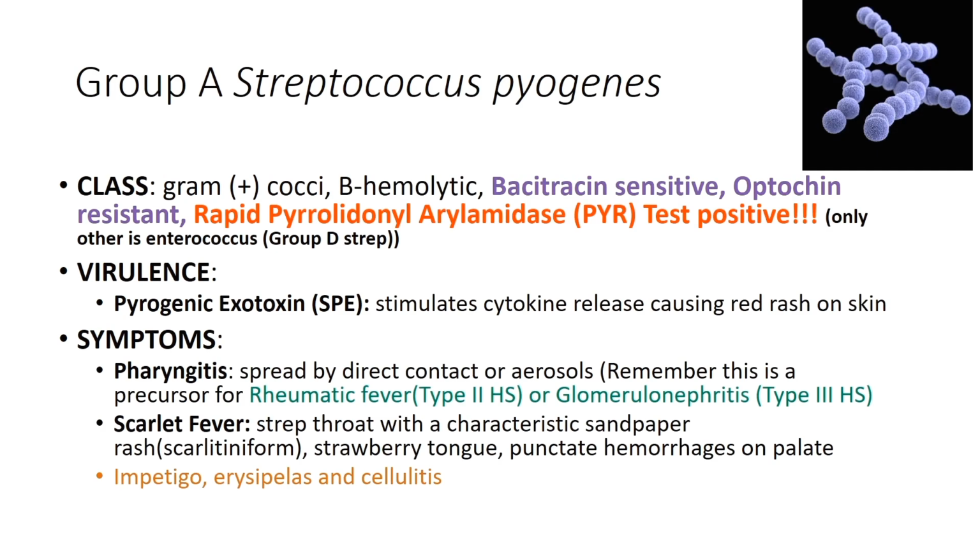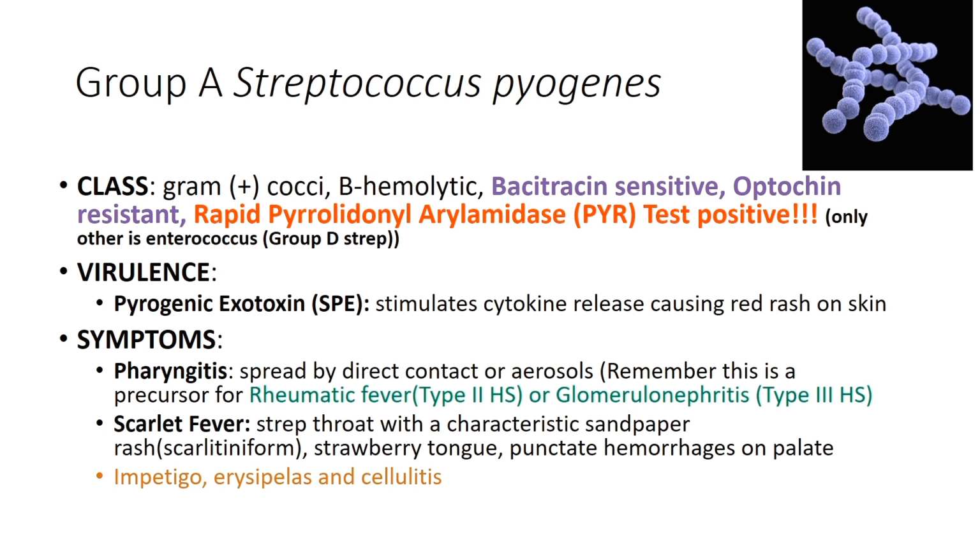So next in our dermal infections, we have our group A Streptococcus pyogenes. It is a gram-positive cocci. It's beta hemolytic and bacitracin sensitive. I'm sure you might have seen this on the Sketchy videos. However, this one might be a new one, that it is optochin resistant.